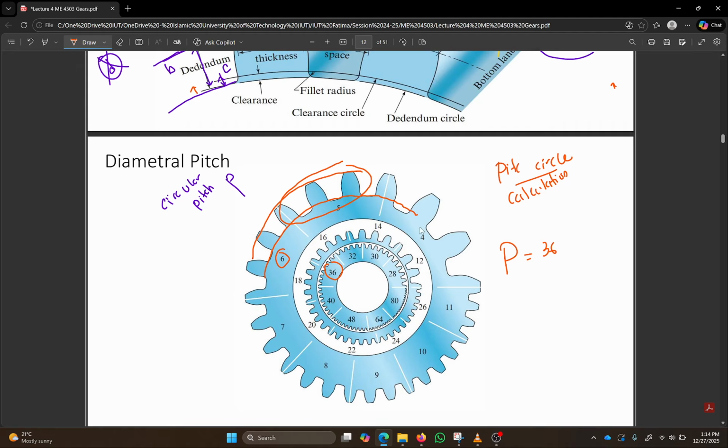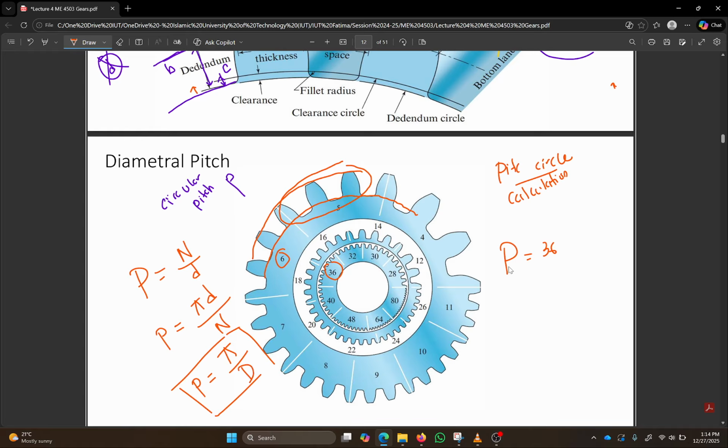And from these two definitions, diametral pitch is equal to N by d, and circular pitch is equal to pi d by N. So can I say circular pitch is equal to nothing but pi by diametral pitch? This relation is also important. So you need to know all these relationships.